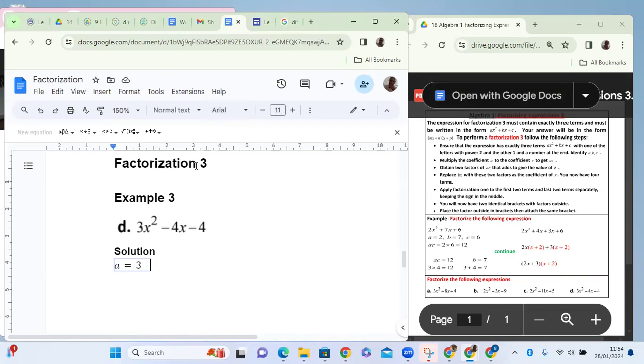And if there's a negative sign, it belongs to the number on the right. So this is not 4, this is negative 4. So b is equal to negative 4. And c happens to also be equal to negative 4.